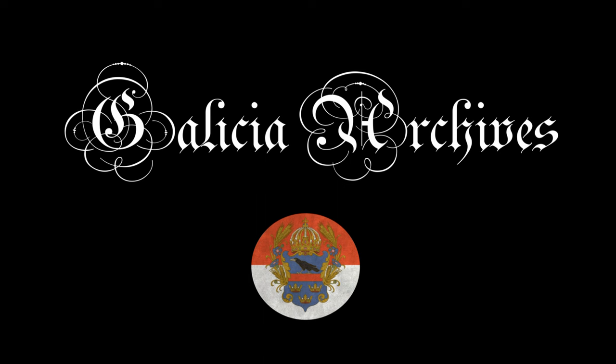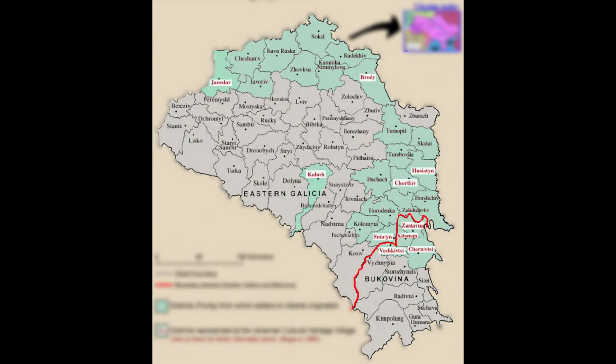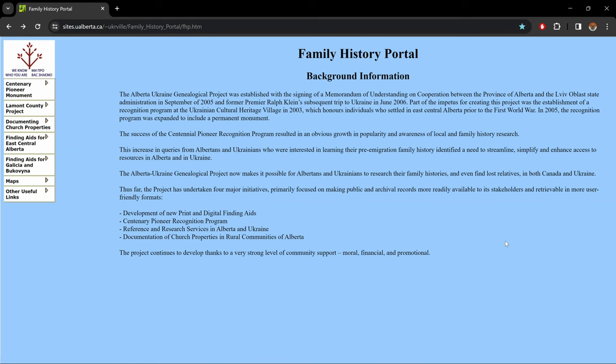In this video, I'm going to show you how to find censuses circa 1900 from Eastern Galicia and Bukovina. And I'm going to do so using the Family History Portal section of the University of Alberta website.